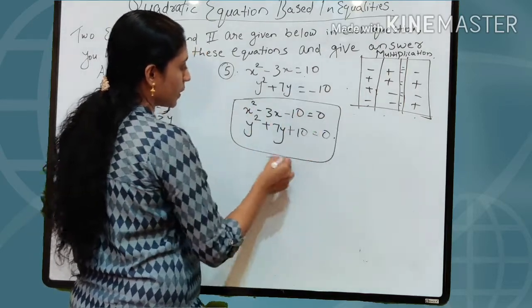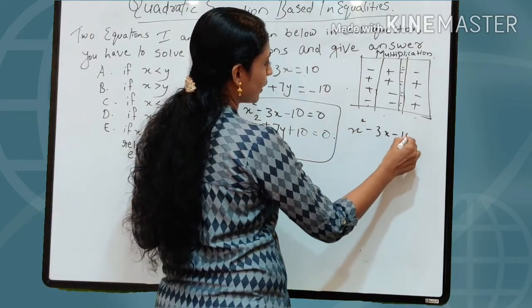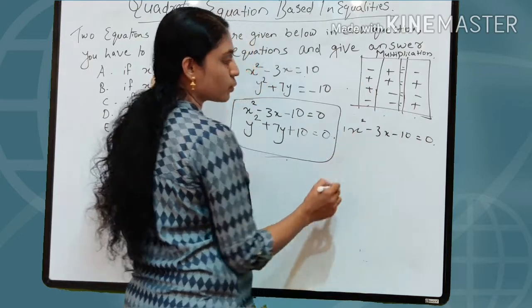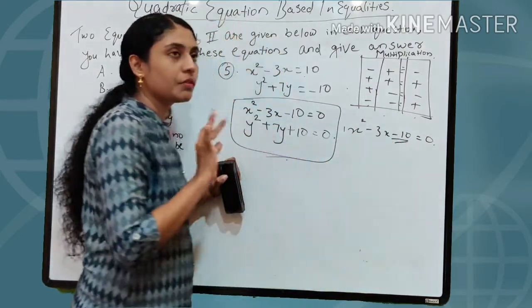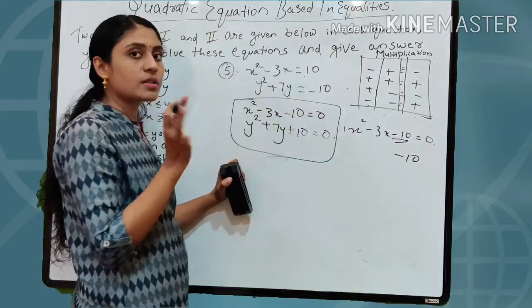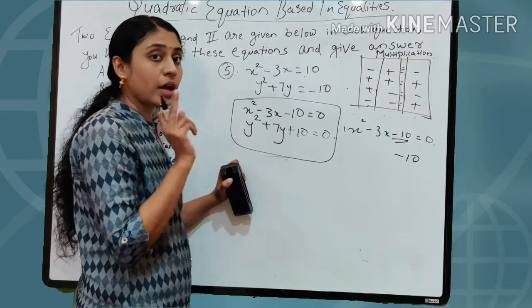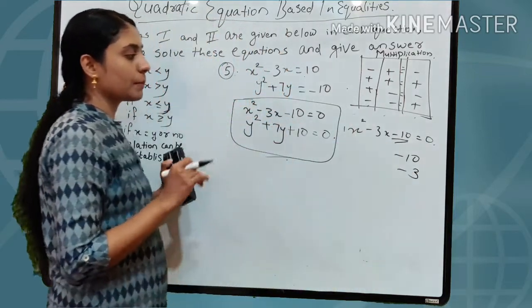So now consider these equations. First equation: x square minus 3x minus 10 equal to 0. Here the x square term is 1, so we have to concentrate only on the constant term, that is minus 10. When we multiply any two numbers, the answer should be minus 10. And when we add or subtract those two numbers, we have to get the answer as minus 3, the middle term. So which are the numbers?